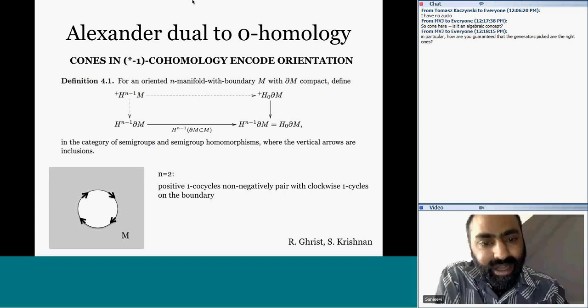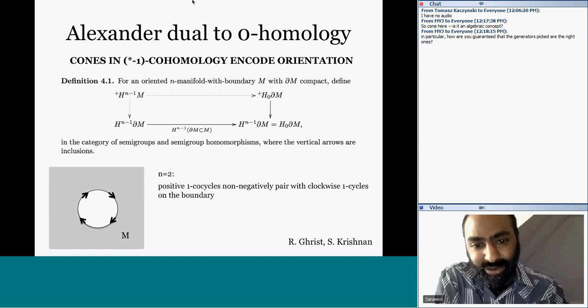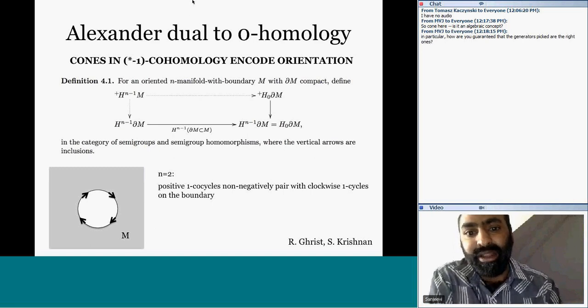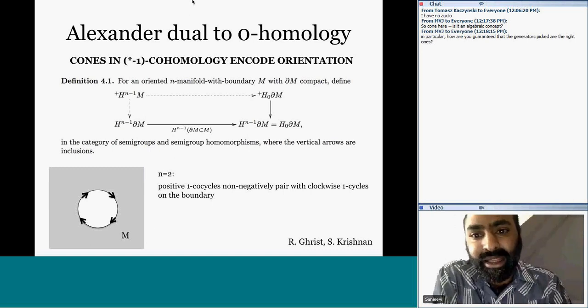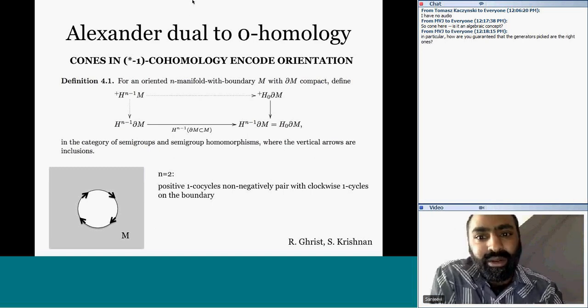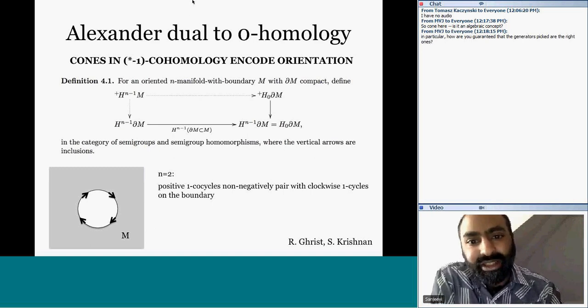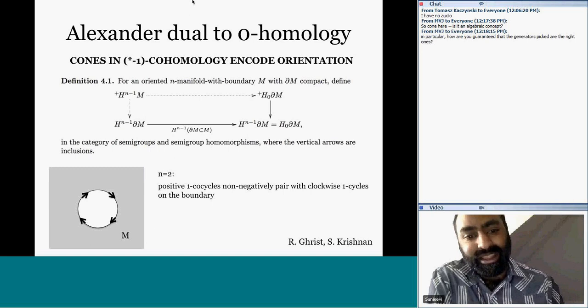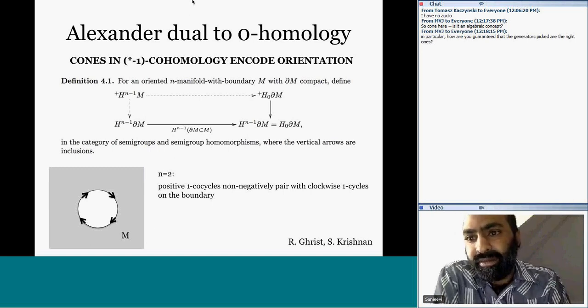A typo here: on the box, it should be the n minus first cohomology of M, not the boundary of M. There's a map from the n minus first cohomology of M to the n minus first cohomology of the boundary of M, that's the lower horizontal map in that diagram. So literally, those are classes in the n minus first cohomology of M which, restricted to the boundary of the manifold, are positive in some sense. And positive really means in the same direction as the orientation on it.